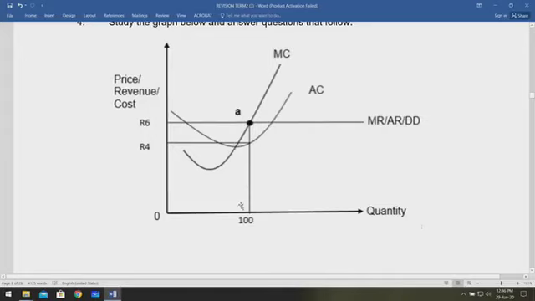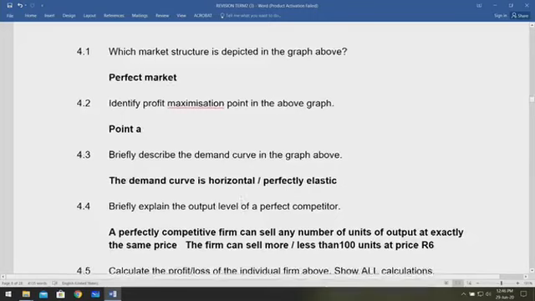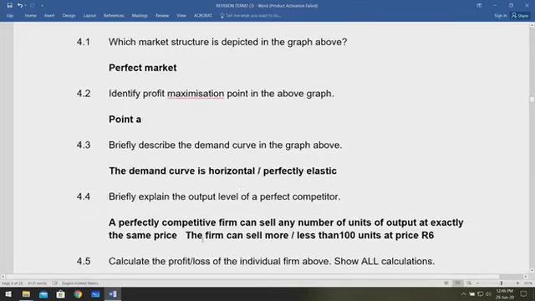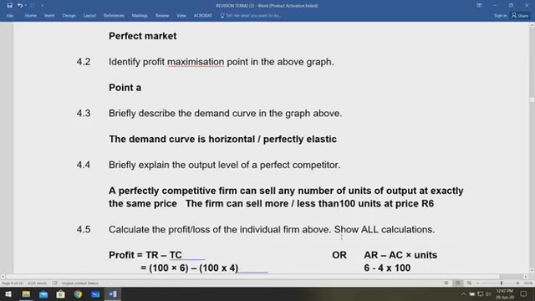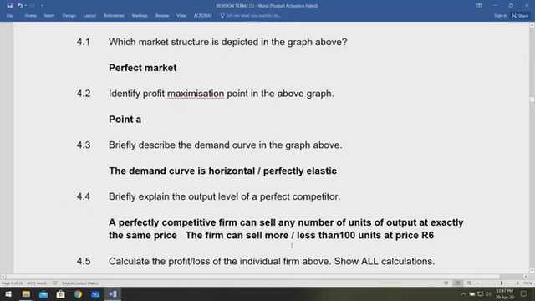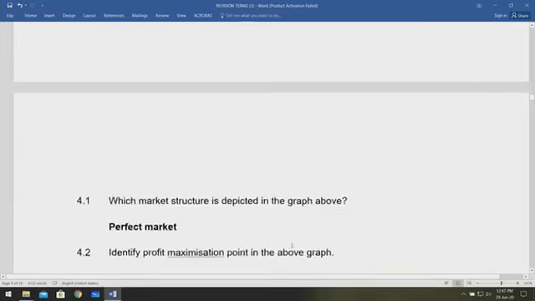So you would rather want to be at point A. They say a perfectly competitive firm can sell any number of units of output at exactly the same price. Remember, they have no control over the price. But they can sell more or less than 100 units at the price of 6 Rand. They would prefer to sell at 100 units because that's where they're making the maximum profit. And then again, the question: calculate the profit or the loss that's being made.